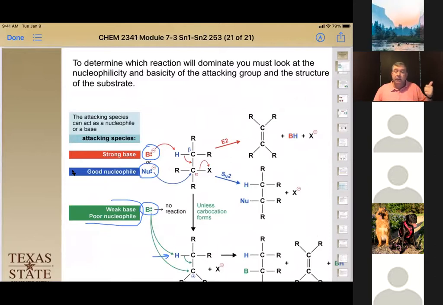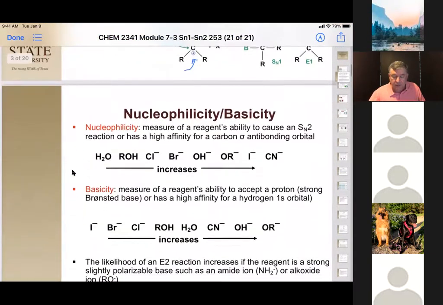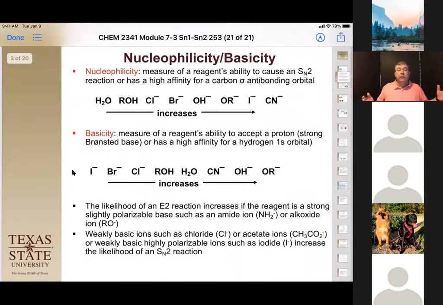Strong bases are going to favor E2 reactions. Good nucleophiles that aren't strong bases are going to favor substitution reactions. Weak bases and poor nucleophiles are going to favor a competition between SN1 and SN2. Okay, so let's go back to thinking about nucleophilicity and basicity, okay?